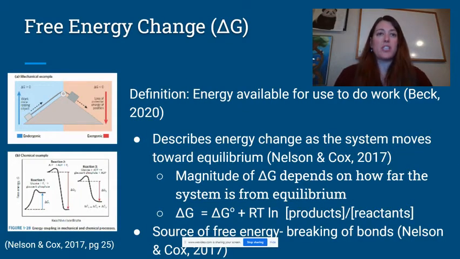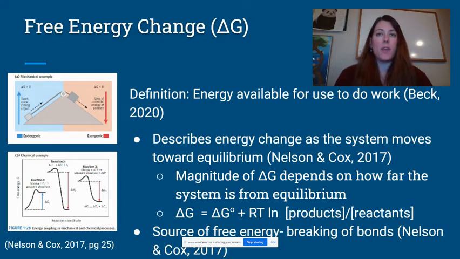Free energy change is defined as the energy that is available for us to do work, where work is defined as a measure of the energy transferred from force that is applied over a distance. When energy is used to move an object or to perform a reaction, work is being done. The first figure on the top left from the class textbook shows a mechanical example of the free energy change as an object is moved up a hill and then down a hill.